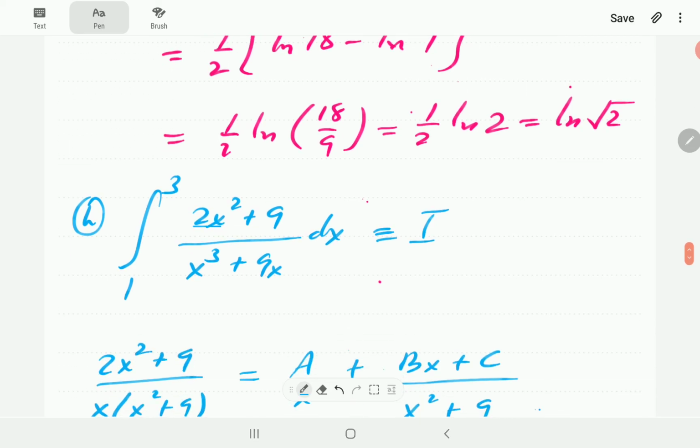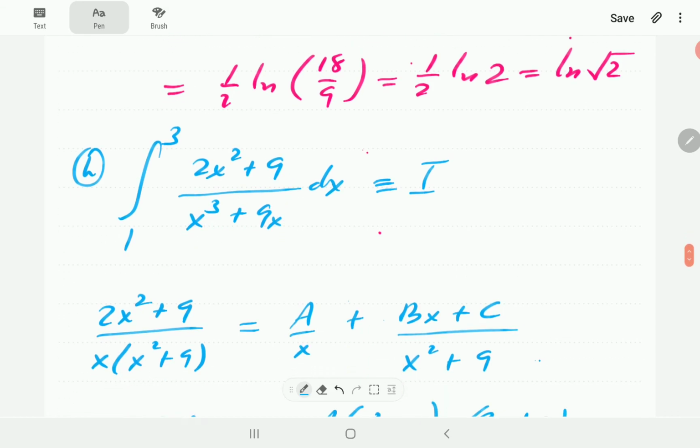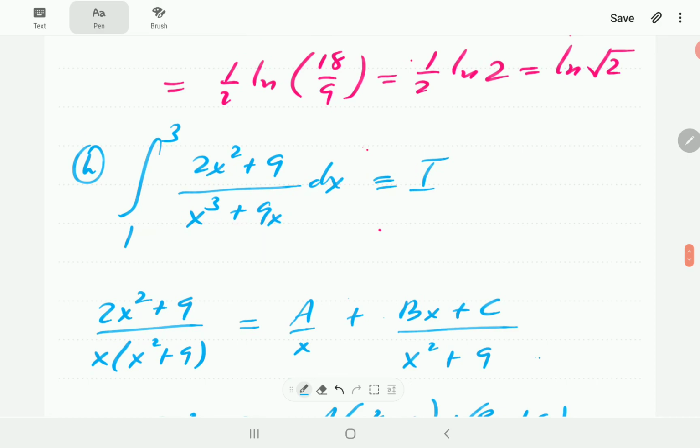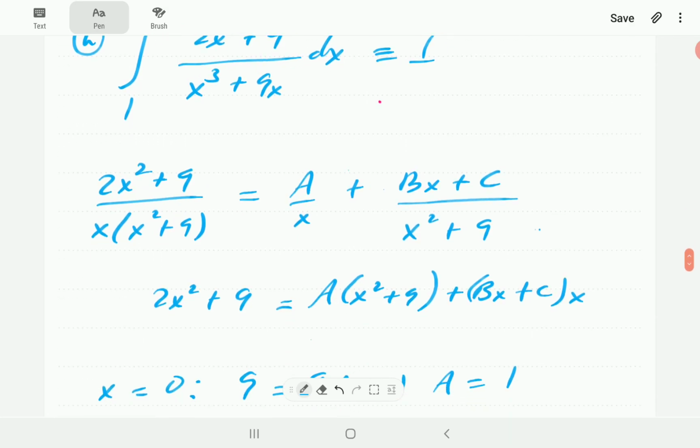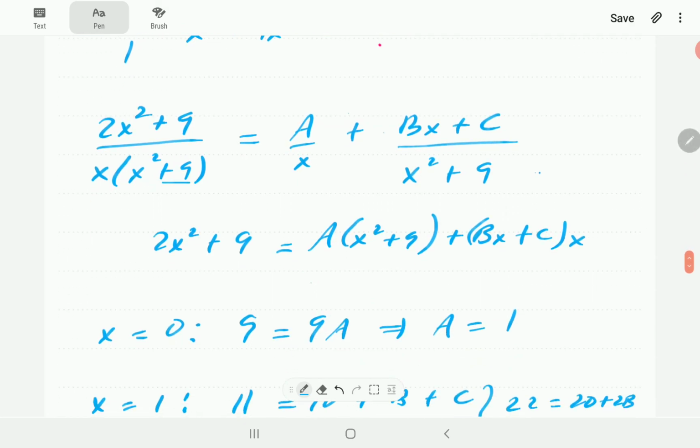In h, again, we've got a polynomial over another polynomial. The denominator this time is a cubic. The question is, can we factorize this? Yes, we can. So we use partial fractions, because if it's a cubic, we cannot use trigonometric substitution. Trigonometric substitution is strictly for when the integral involves quadratic expressions. So since the second factor is an irreducible quadratic, the partial fraction is going to look like that.